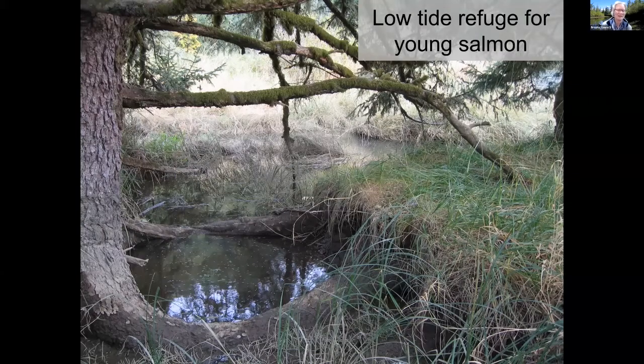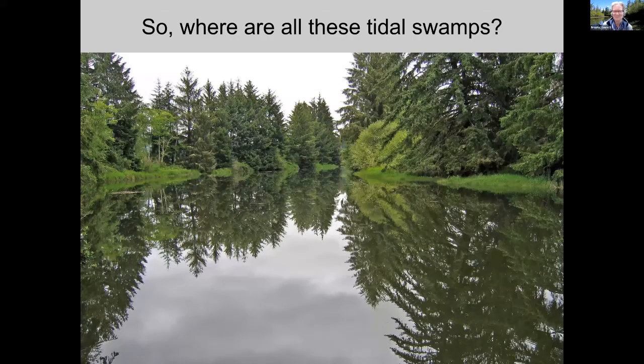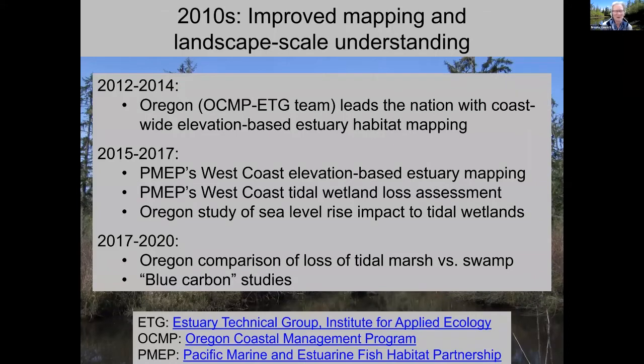So in terms of where these tidal swamps are located in the landscape, I'd like to talk about that now and how we figured out where they are. During the 2010s, we did a bunch of mapping work, and this really improved our understanding of the landscape. The first phase was where we teamed with the Oregon Coastal Management Program to do elevation-based estuary habitat mapping. And Oregon, by the way, is the first state that has done this coastwide in the country, so I'm pretty proud of us for that.